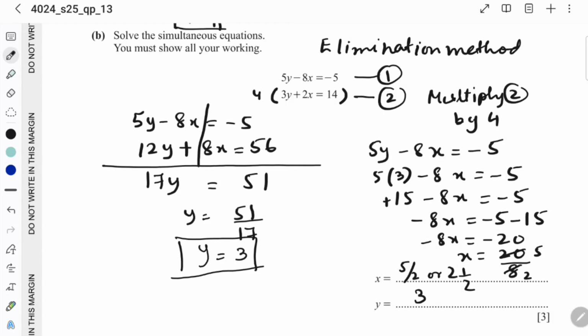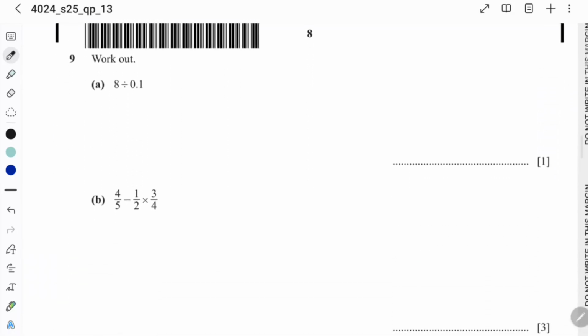And y is equal to 3. You can put back these values in your second equation, the original equation, to confirm whether your answers are correct or not. Alright, now we are moving to question number 9.